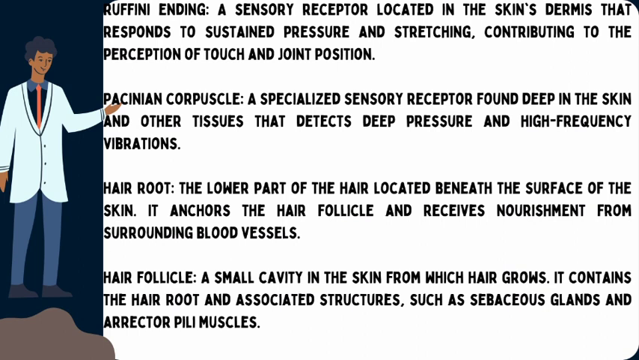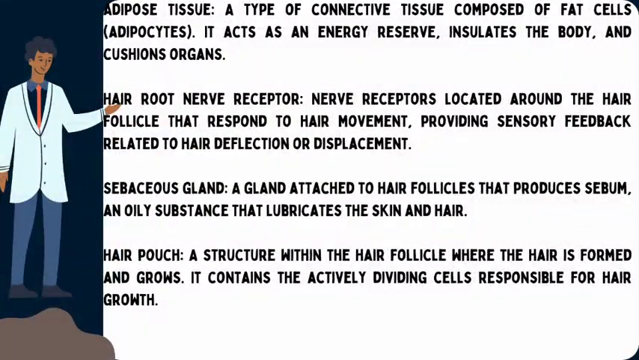It anchors the hair follicle and receives nourishment from surrounding blood vessels. 11th, hair follicle, a small cavity in the skin from which hair grows. It contains the hair root and associated structures, such as sebaceous glands and arrector pili muscles. 12th, adipose tissue, a type of connective tissue composed of fat cells, adipocytes. It acts as an energy reserve, insulates the body, and cushions organs.